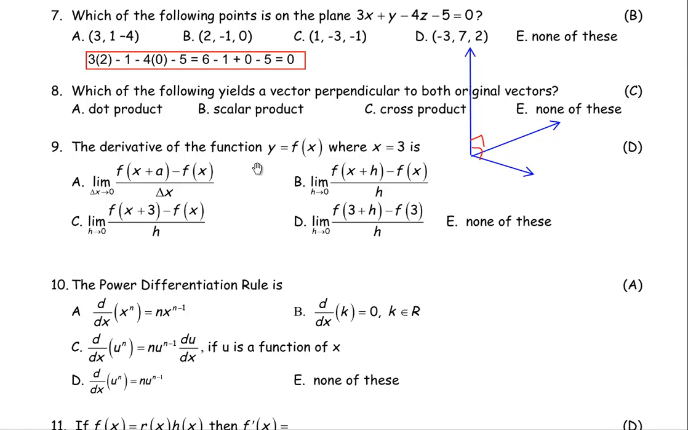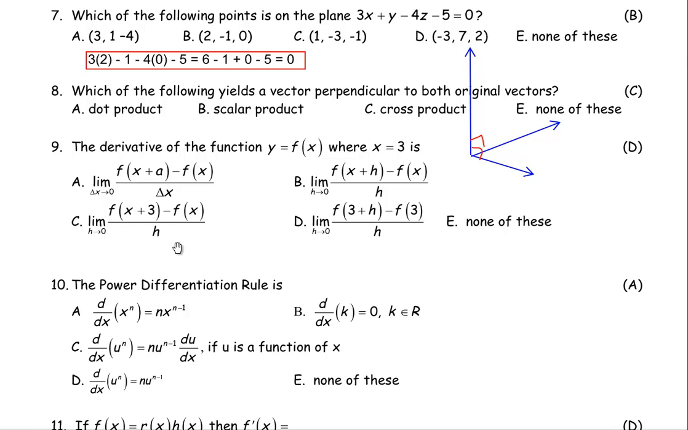For number 9, the derivative of y equals f of x, where x equals 3 is the limit of, and it's f of, now x is 3, so that's why it's 3 at the beginning here. We're putting 3 in place of x. So it'd be f of 3 plus h minus f of 3 over h. So that's the definition of the derivative of the y equals f of x function where x is 3. This is just simply the definition derivative. It's not the derivative where x equals 3.